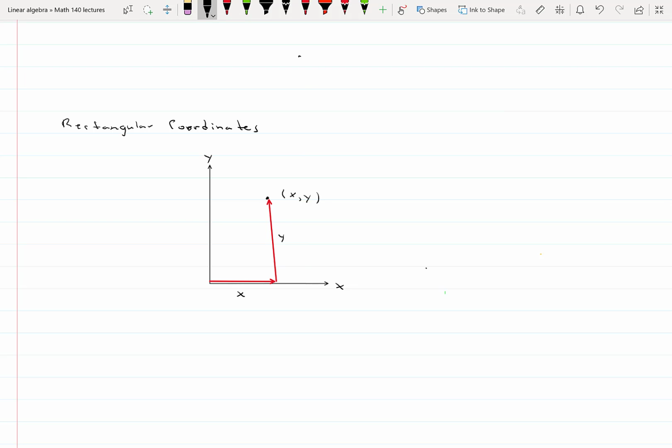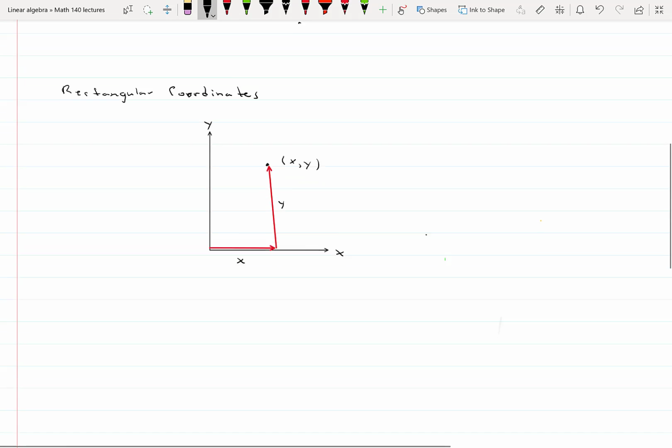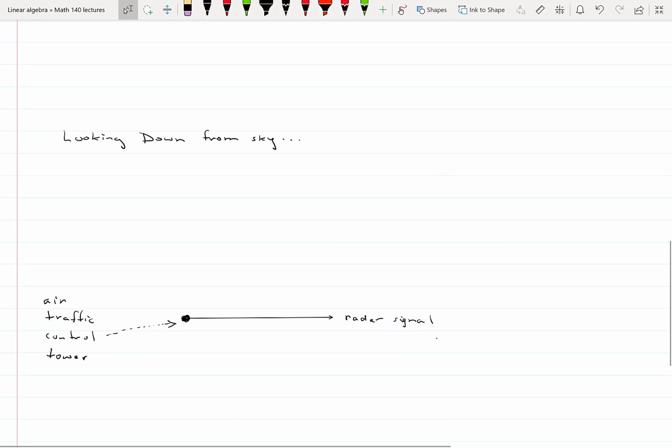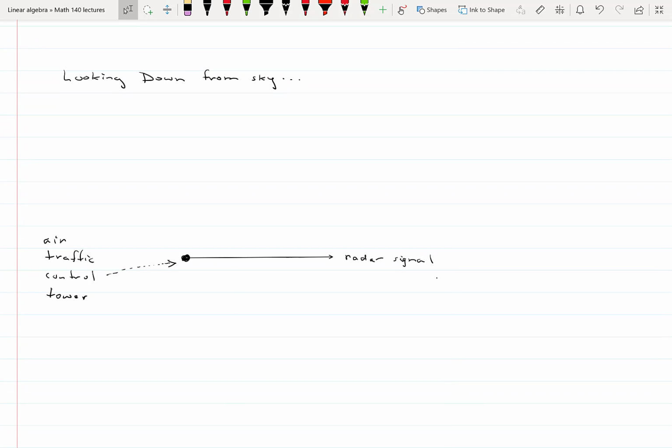Okay, so let's take a look at another coordinate system. Let's imagine we're in the sky looking down at an airport. So we're really high in the sky, above the altitude that airplanes fly, and we're looking down from the sky. And let's say that this fat black dot here is an air traffic control tower.